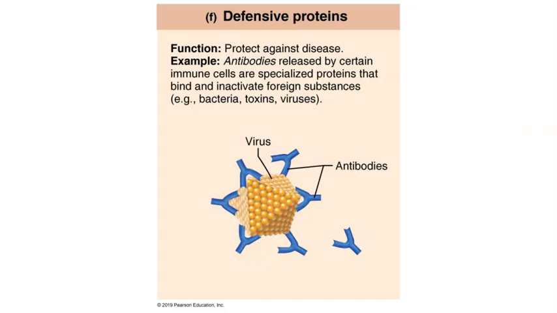And finally, to wrap up the discussion on proteins, we see that some proteins function in defense of the body, particularly the immune system. In this example, we see these small blue Y-shaped proteins that are called antibodies. Antibodies are proteins that are created by very specific immune system cells that will help by binding to and inactivating harmful things within the body, that is harmful bacteria, harmful viruses, or toxic substances.